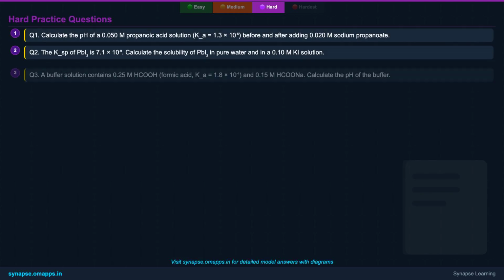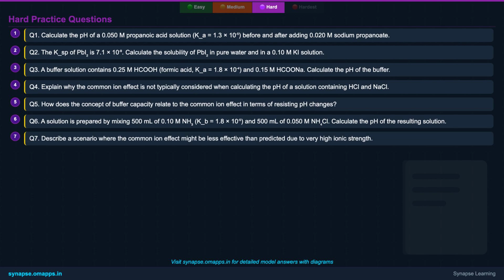You've now delved into quantitative calculations and deeper connections. Here are 7 challenging questions. These problems require careful application of equilibrium principles, including Ka, Kb, and Ksp, along with the common ion effect. Good luck!